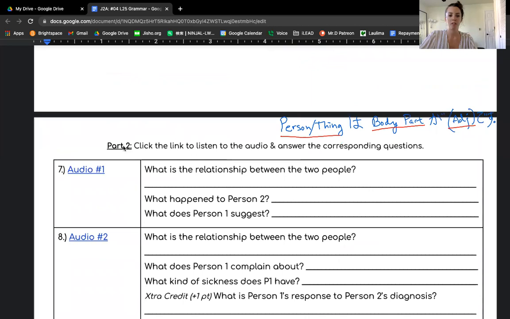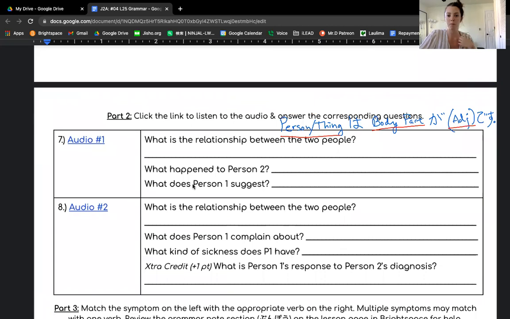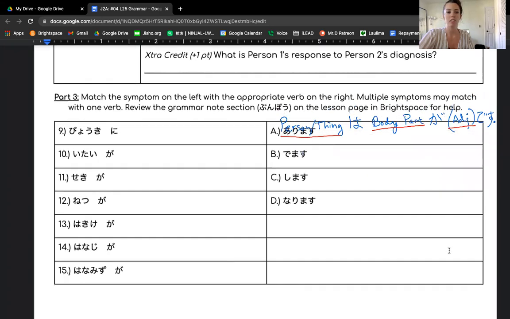Now for our part 2 audio, there's going to be conversations between 2 people, and you have to guess what the relationship is between the two people based on their conversation, and then answer the corresponding questions. So ganbatte with that. Just reach out if you have any questions.